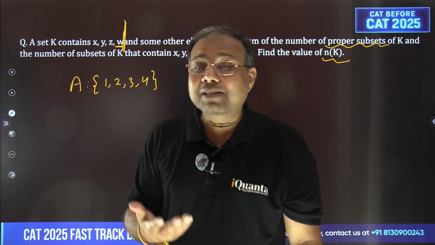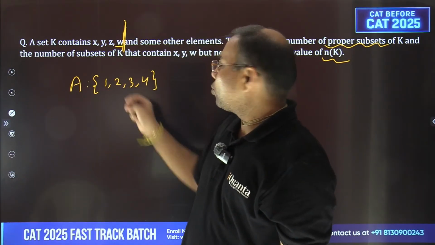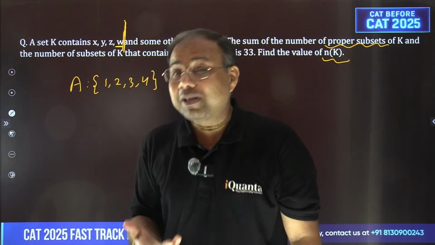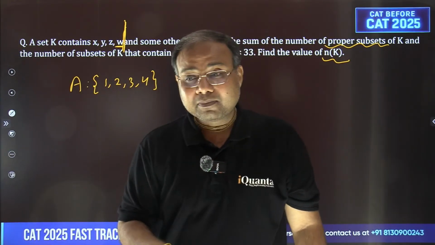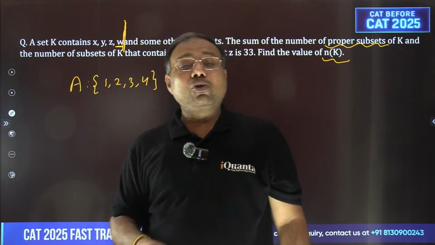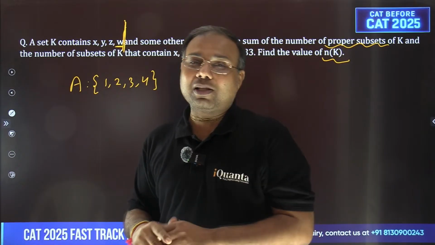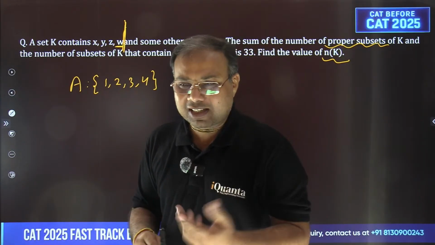And there could be subsets which are having only 2 elements, right? 1, 2, or 1, 3, or 1, 4, or 2, 3, or 2, 4, like that. And there could be subsets which are having only 1 element, right? So it could be either only 1 or only 2, only 3, only 4. And also having no element at all is also a subset. That is called null set or phi set sometimes.